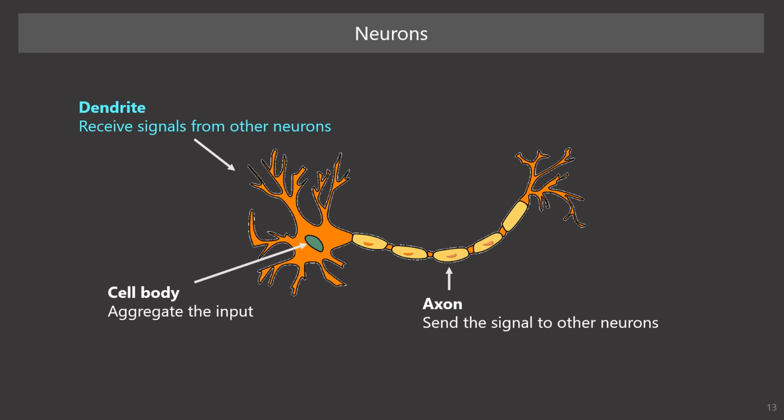Dendrite receives signals from other neurons. Then, the cell body aggregates the input. And then, axon sends it as a signal to the next neuron. These neurons' functions enable humans to recognize and process various and complex information.